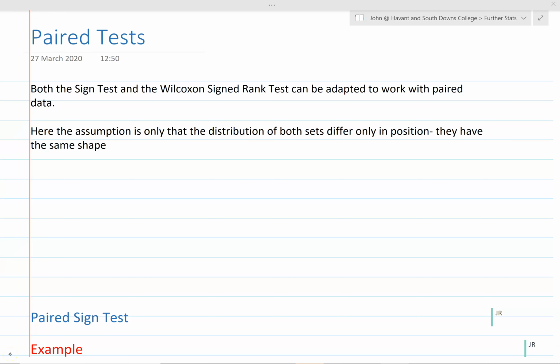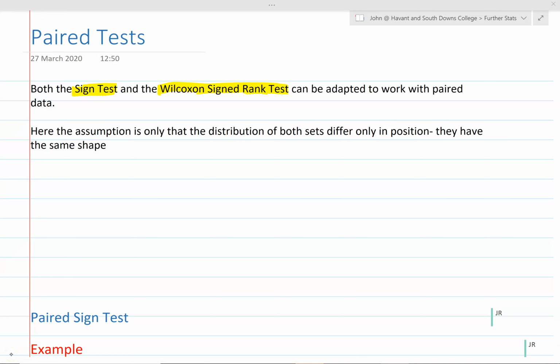Hello, in this video I'm going to be talking about paired tests, in particular for the two non-parametric tests that we've just covered, which is the sign test and the Wilcoxon signed rank test. And we're going to be working with paired data for those two tests. The techniques are going to be essentially the same as what we've done before. The distributional assumptions are slightly different, which I'll talk about now.